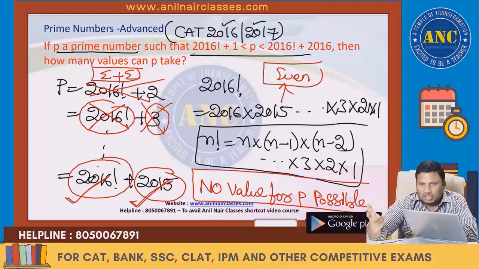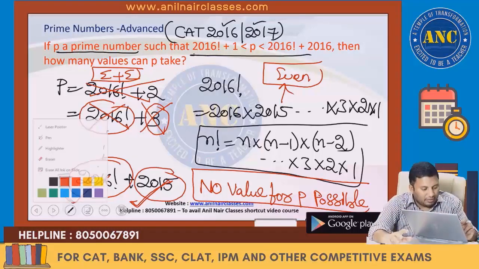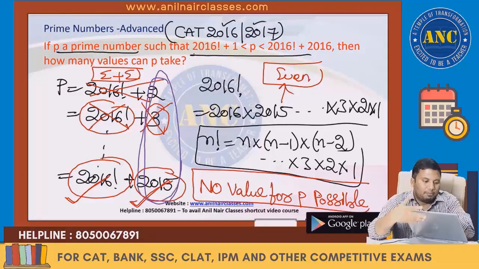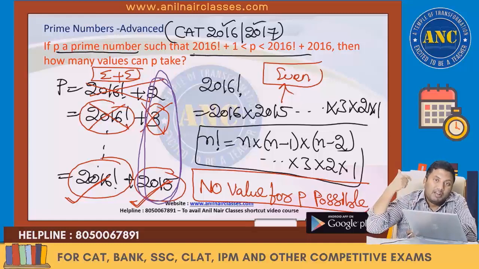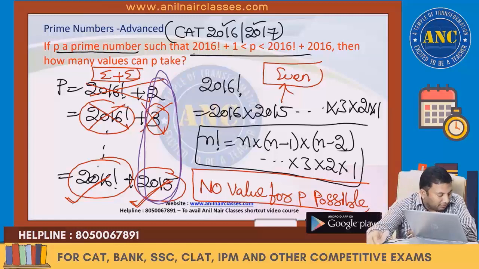The concept behind the previous question and this question is very simple. Check whether these numbers are a part of the factorial numbers. 2 is a part of 2016 factorial. 3 is a part of it. 2015 is also a part of it. I hope the idea is clear.